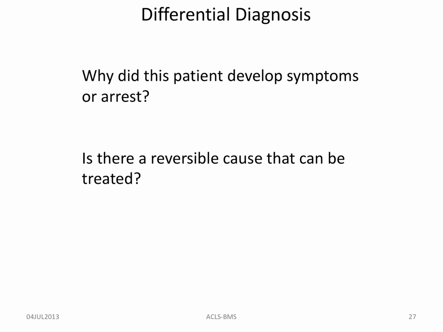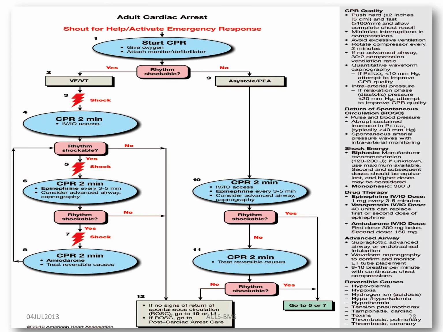And lastly, A, B, C, D. The D is differential diagnosis, to know what exactly caused the symptoms and whether it's a reversible cause or a non-reversible cause. Now, this is slightly on a higher level.